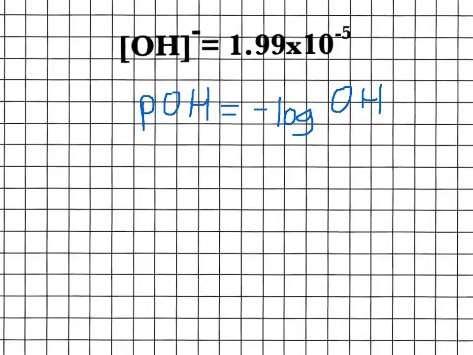When you're given the hydroxide concentration and you're trying to find the pOH, you use this equation. So the opposite log of 1.99 times 10 to the negative fifth. After doing the math, pOH equals 4.7.